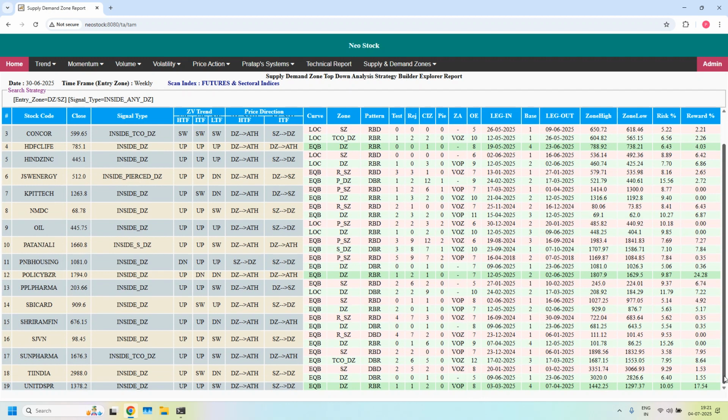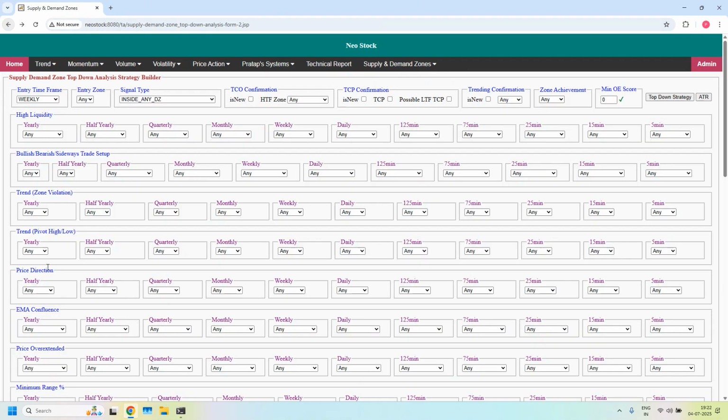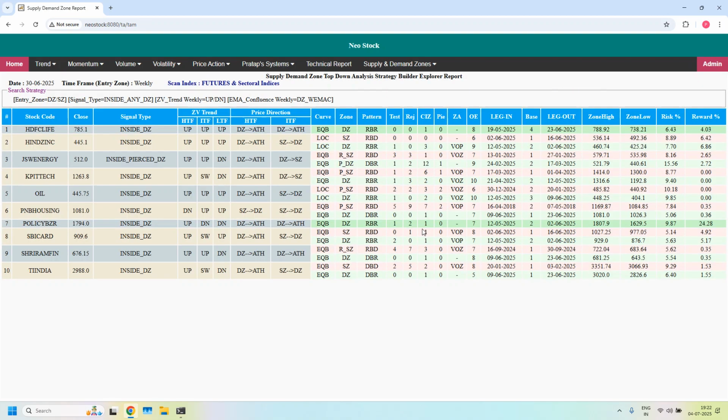Total 19 stocks are filtered. We can further filter this list based on weekly demand zones having weekly EMA confluence. So in the EMA confluence at weekly, I am checking weekly demand zone with weekly EMA. At the same time, trend on the weekly should not be sideways. It can be up or down. So we got 10 stocks. So current price is closed in these 10 weekly demand zones, and those weekly demand zones are having weekly EMA confluence.